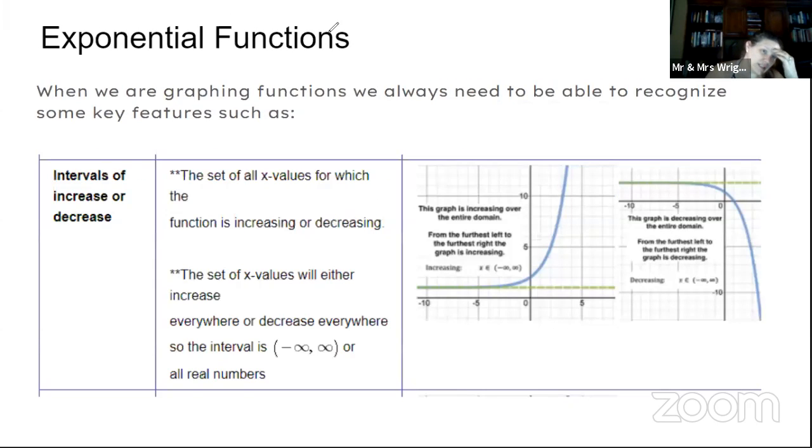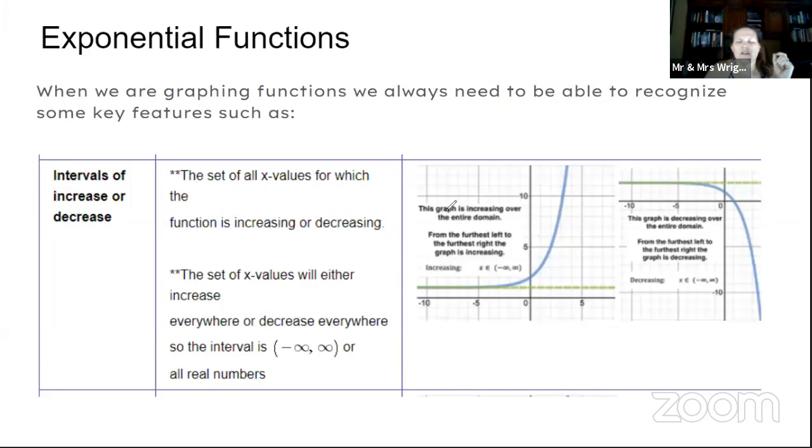All right, the next thing we need to see is the intervals of increase or the intervals of decrease. Now, all this just means is as x is getting larger, as the function is increasing, for the set of all x values for which the function is increasing or decreasing. So the set of x values will either increase everywhere or decrease everywhere. All right, so that doesn't make so much sense in words. Let's look at the pictures.